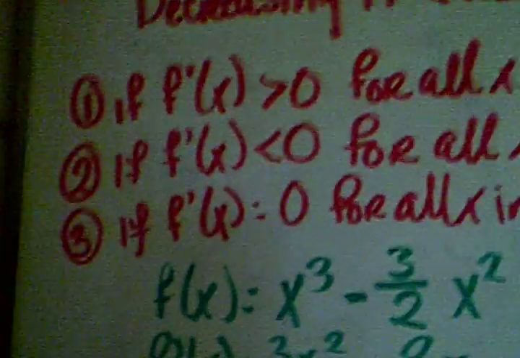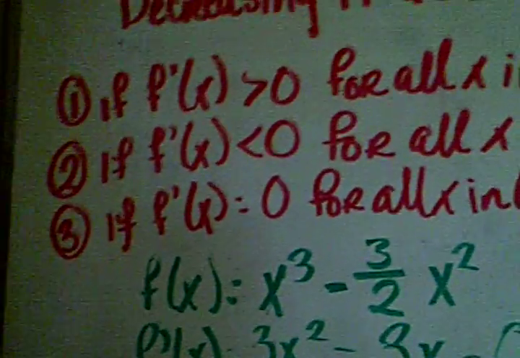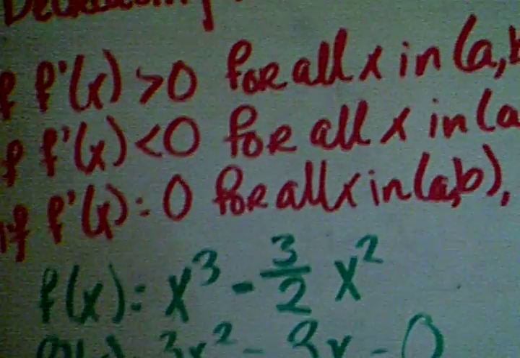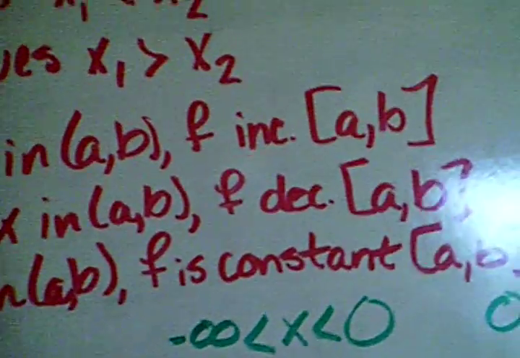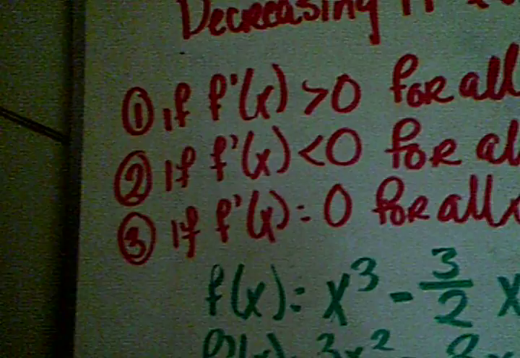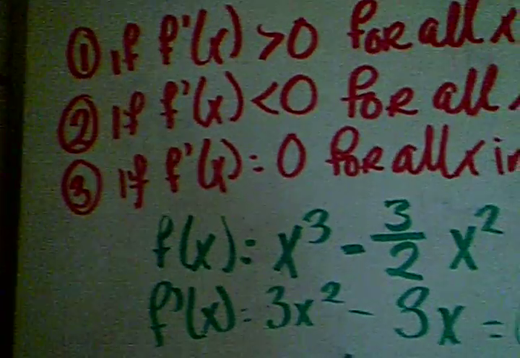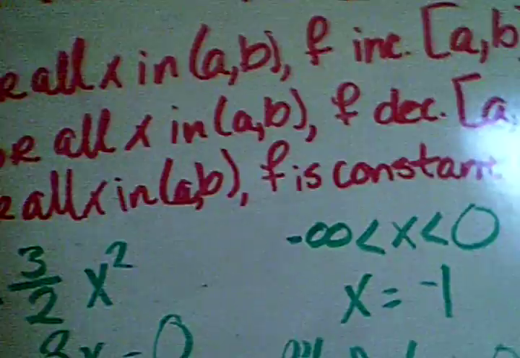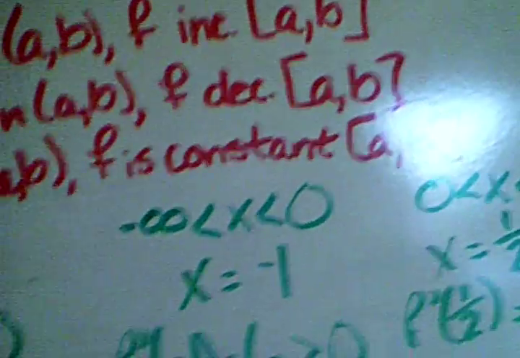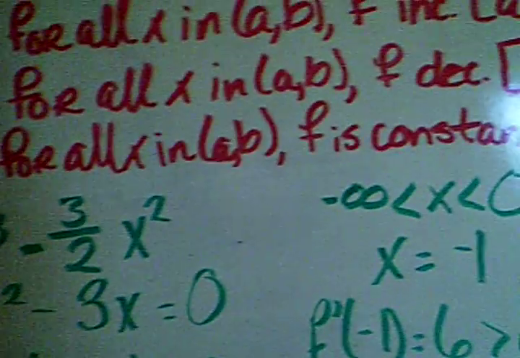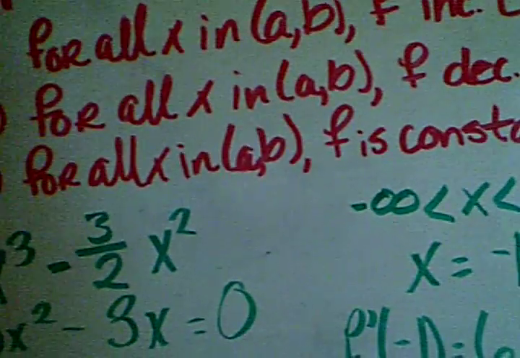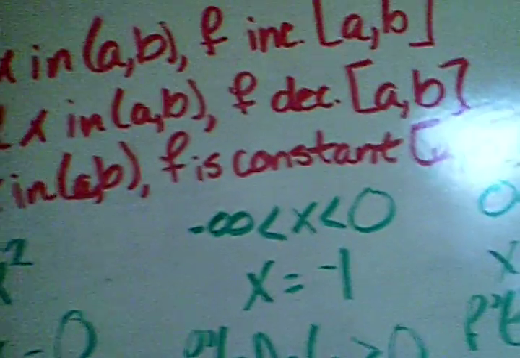Now with your derivatives, there are three rules. If the derivative of f of x is greater than 0 for all x values in your open interval, then f is increasing. If the derivative of f of x is less than 0 for all x values in your interval, then f is decreasing on a closed interval.